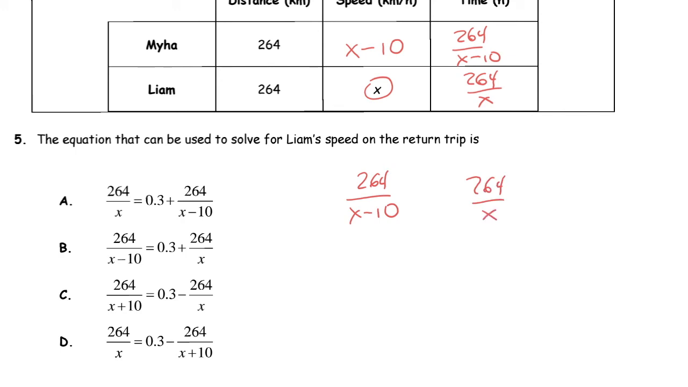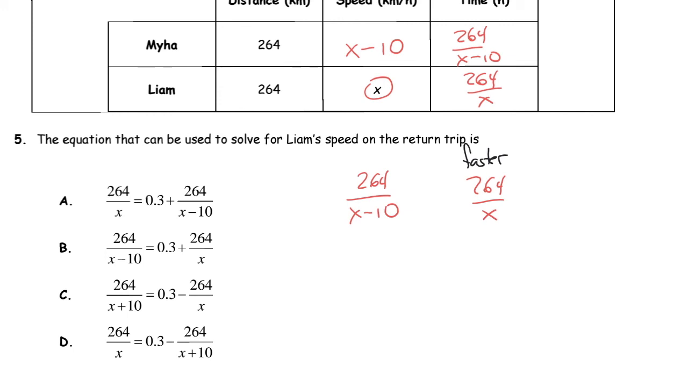Now, the faster person is going to require less time. So here's the faster person. Liam is the faster person here. Me is the slower person. I was going to say smaller. Okay, that's not what I meant.